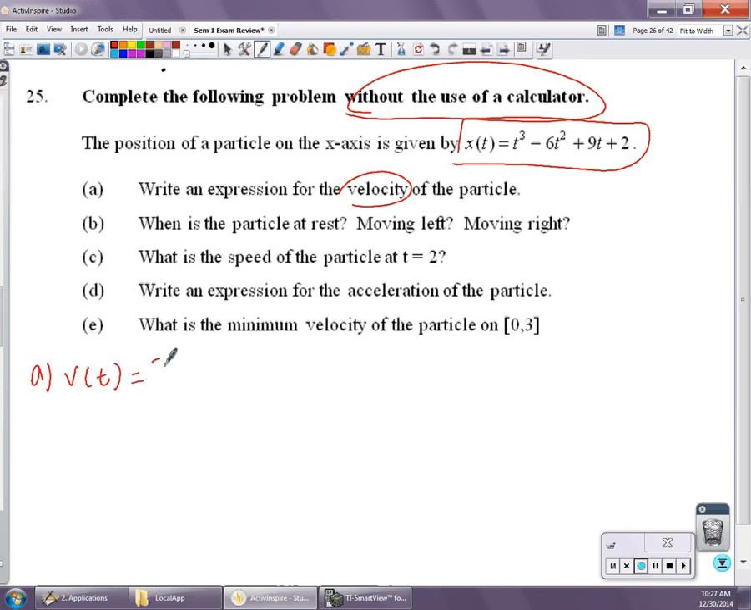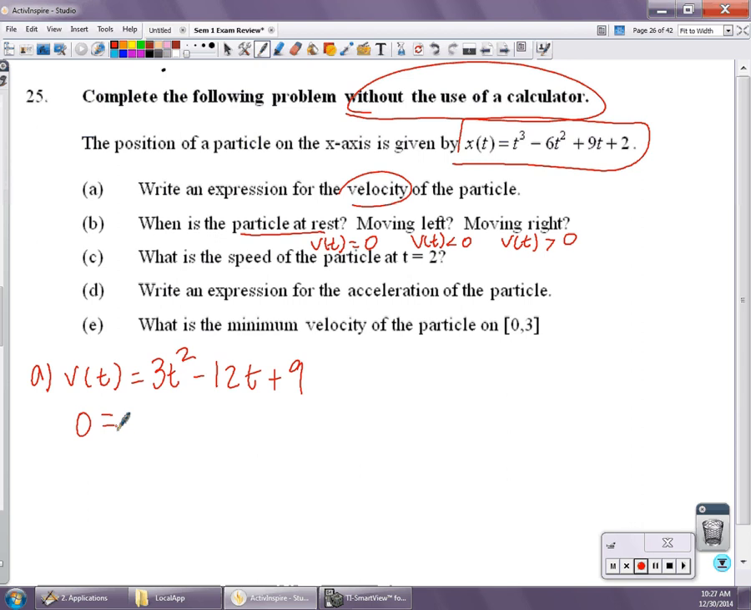So I'm going to use the power rule and get 3t squared minus 12t plus 9. Let me check that. 3t squared minus 12t plus 9, that is my velocity function. When is the particle at rest? A particle is at rest when the velocity is equal to 0, moving to the left when velocity is less than 0, and moving to the right when the velocity is greater than 0. So I'm going to set the velocity function equal to 0.